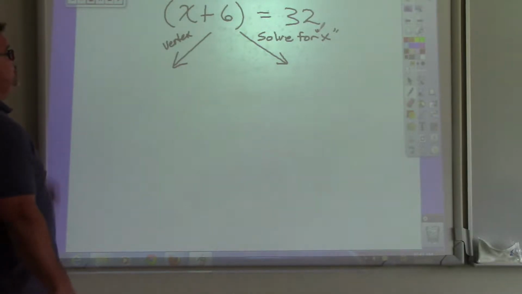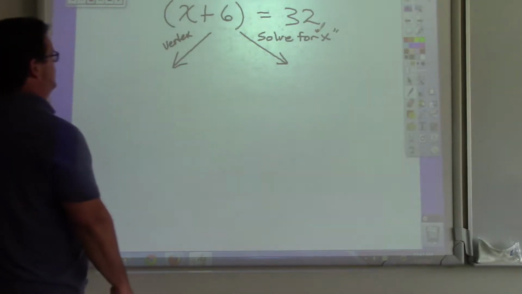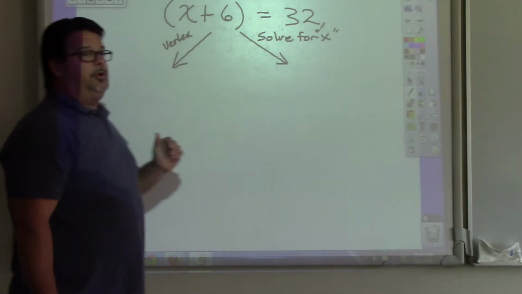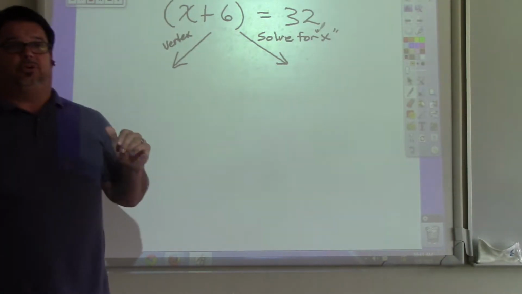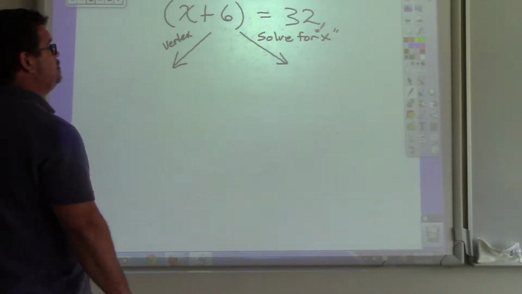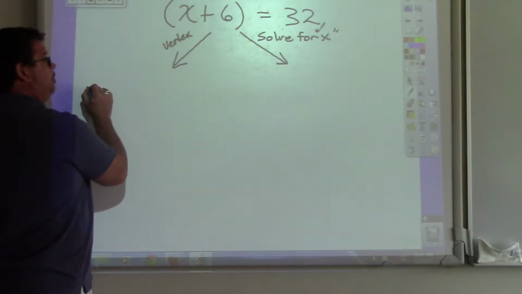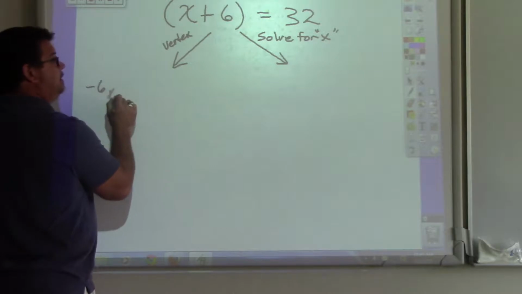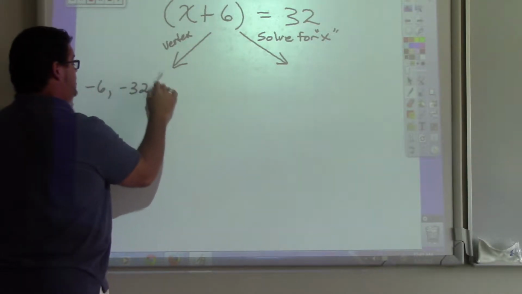Now, there's 2 ways to find the vertex. One is to take the opposite of both numbers. So what's the opposite of both numbers? Negative 6. And negative 32. Let me ask you a question. Which way do we read?